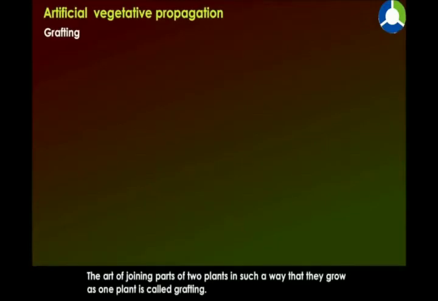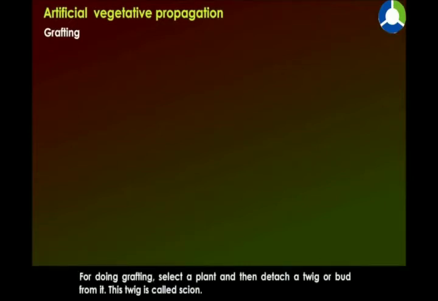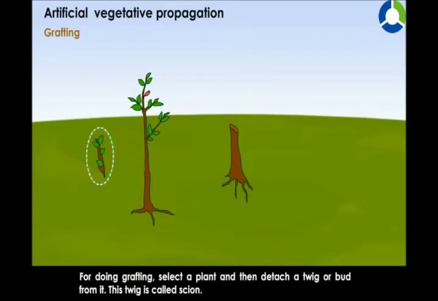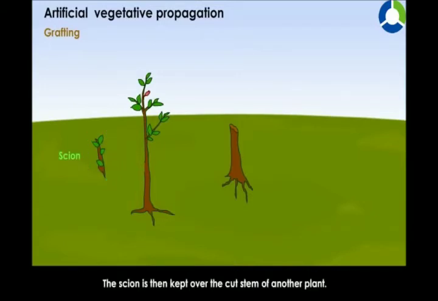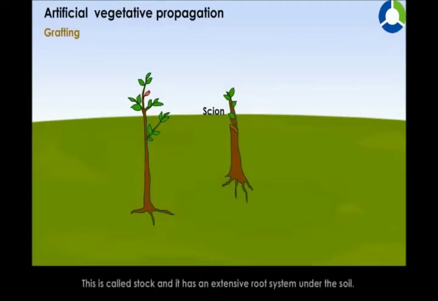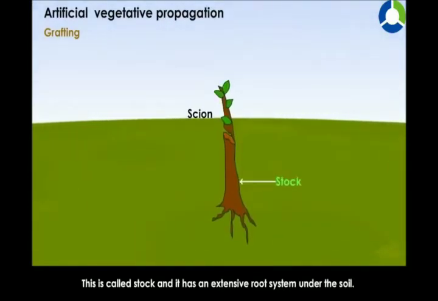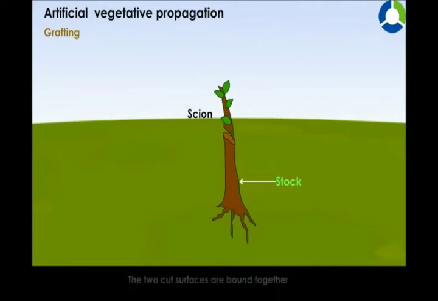Grafting. The art of joining parts of two plants in such a way that they grow as one plant is called grafting. For doing grafting, select a plant and then detach a twig or bud from it. This twig is called scion. The scion is then kept over the cut stem of another plant. This is called stock and it has an extensive root system under the soil.